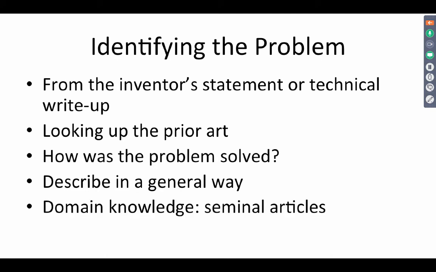Now one way you would get to know the field of the invention is by looking at the domain knowledge. You could ask the inventor for seminal articles or literature in his field, or you could do a prior art search and come up with articles and descriptive material which explains the domain itself. So it would require you to get into the domain which pertains to the invention and look for what has been generally described there.